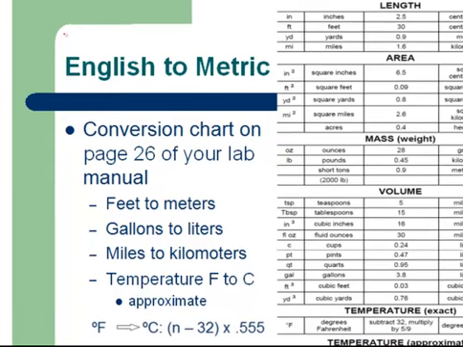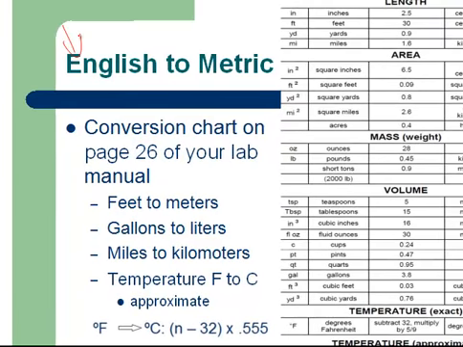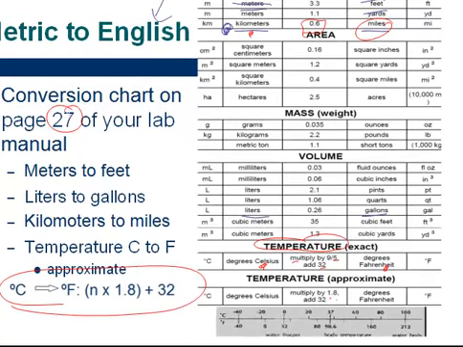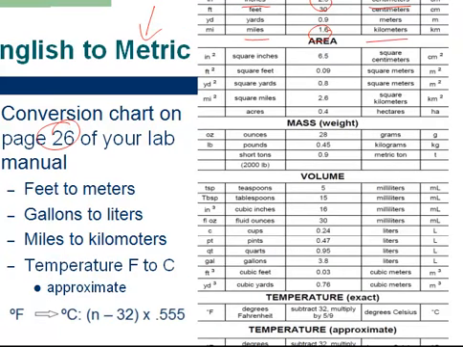Going back the other direction, if you know, say, gallons or inches and feet and want to go to the metric system, make sure you're using the correct chart. Notice it's on a different page of your lab manual. So to go from inches to centimeters, we would then multiply by 2.5. Or to go from miles to kilometers, we would multiply by 1.6. So make sure that you're using the correct chart, either on page 26 or on page 27, depending on which way you're converting between metric and English.